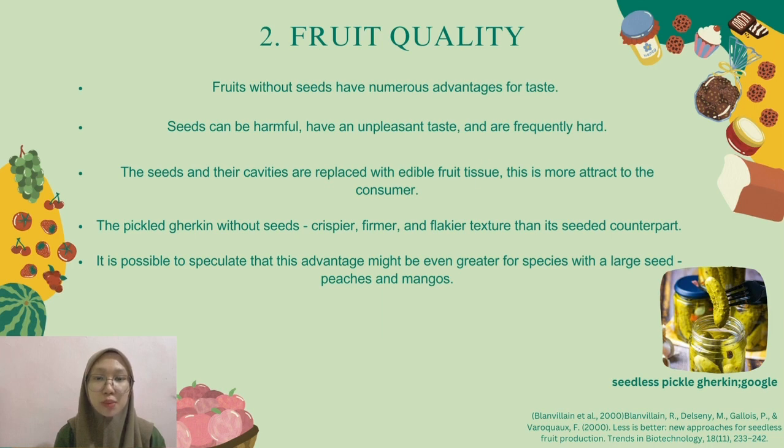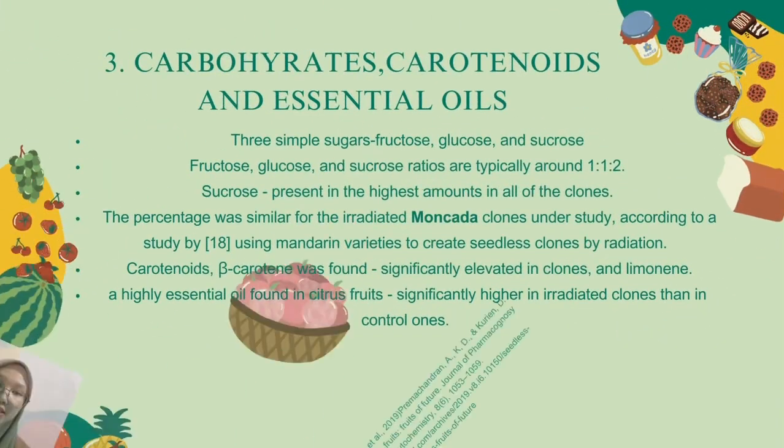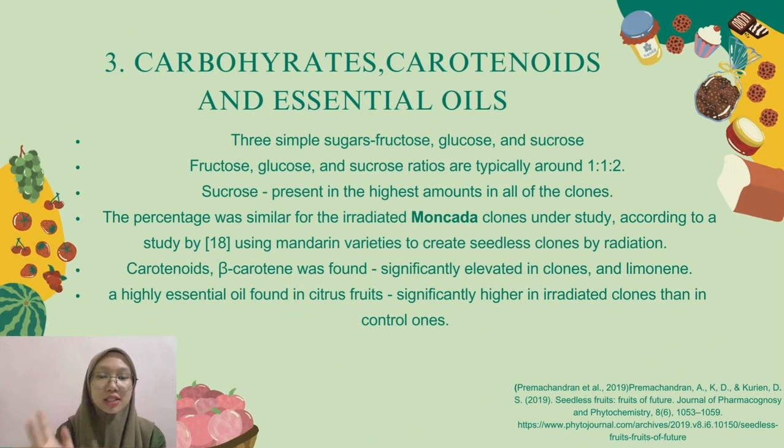to the consumer. The pickled gherkin without seeds is a prime example of this, which has a crispier, firmer, and flakier texture than its seeded counterpart. It is possible to speculate that this advantage might be even greater for species with a large seed, such as peaches and mangoes. The last one is carbohydrate, carotenoids, and the essential oil.